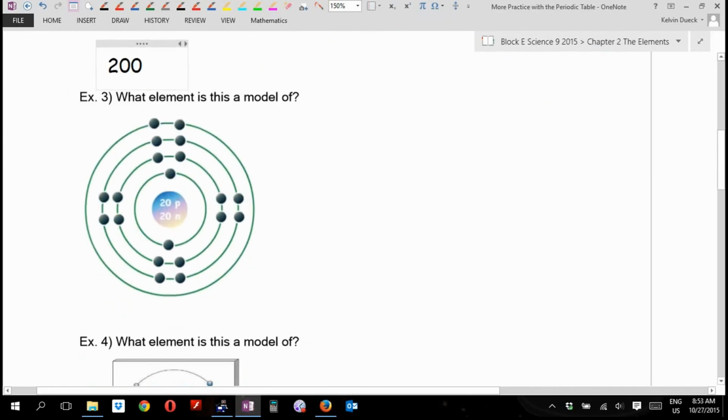Hey, what element is this a model of? So now we're going to talk about Bohr models here. How can you figure out what that is? 20 protons and 20 neutrons. So 20 protons tells you what? Oh, calcium? Yeah. Is this an ion or a neutral atom? Well, let me double check. How many electrons do I have in my outer shell, in my valence shell? 2. This is an atom.